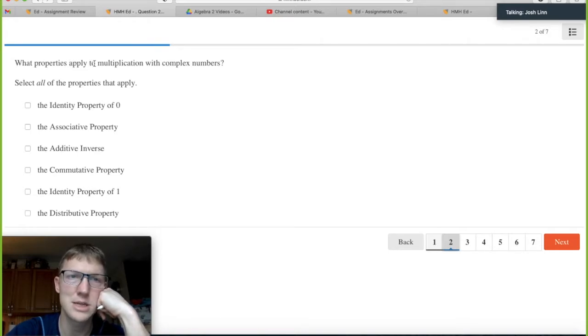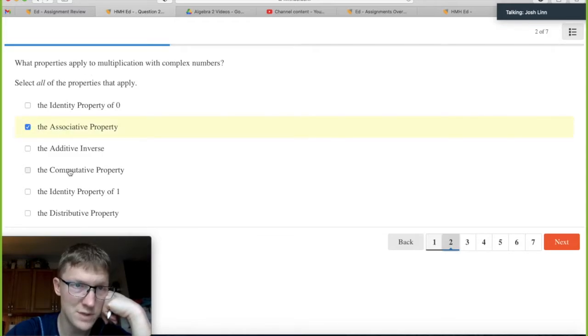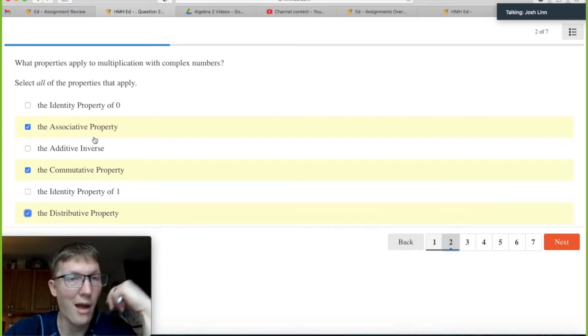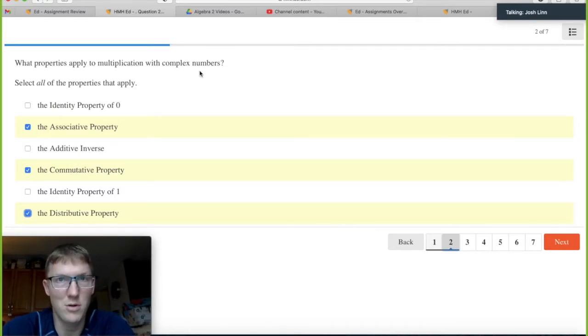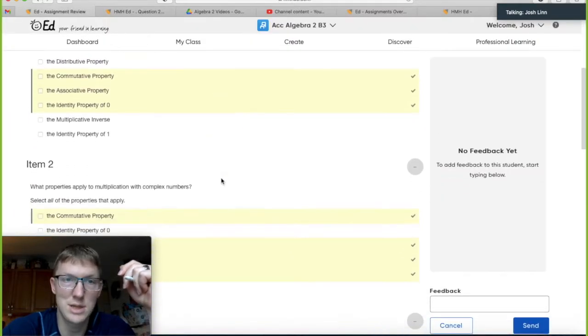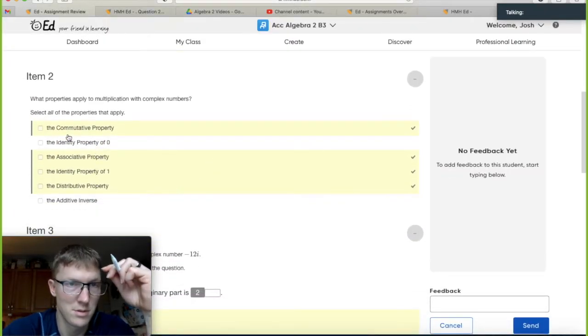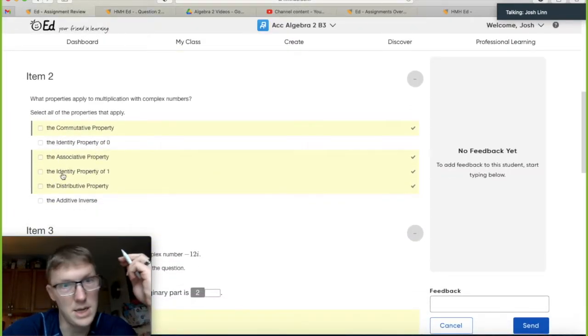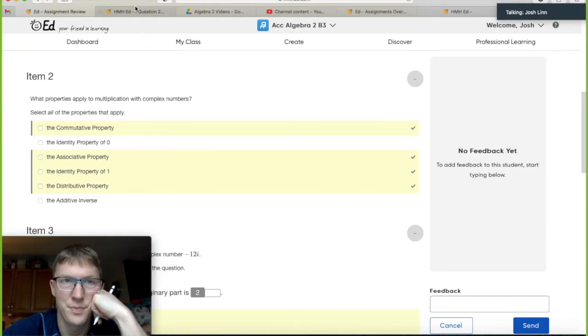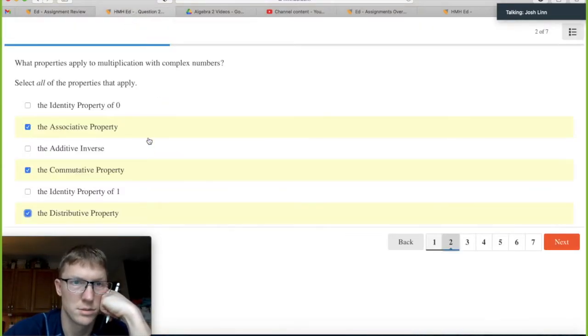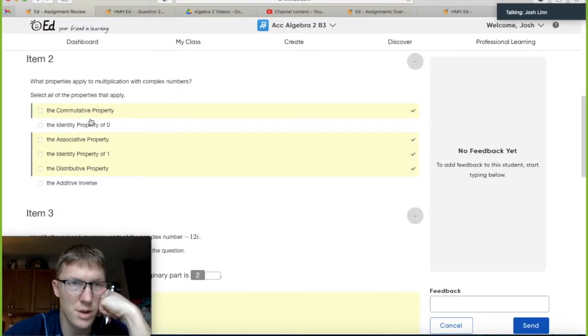What properties apply to multiplication with complex numbers? So definitely associative, definitely commutative. This time I'm pretty confident about distributive. I don't know, identity property of 0, maybe, maybe not. Let's see what they said. Oh no, the identity property of 1. Great. Did I miss the distributive? No, okay, yeah. Distributive property.